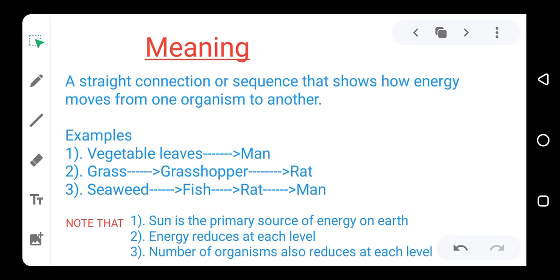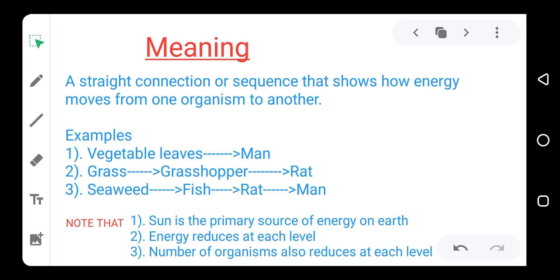We need the energy to do work. We need energy to do so many things. In order to obtain this energy that we need for doing work, we have to eat other organisms in order to get this energy. So nature has made this pathway for us to get energy from other organisms, and that is what we call the food chain.